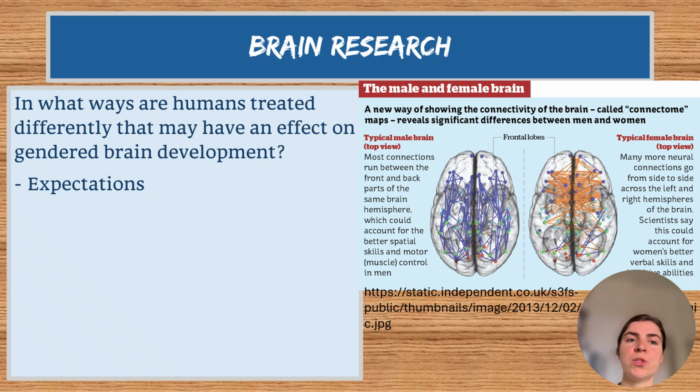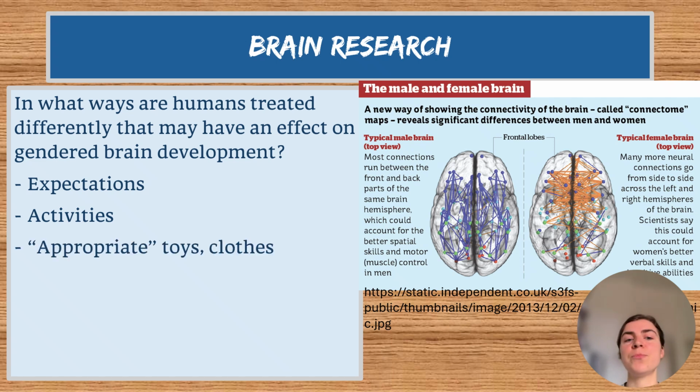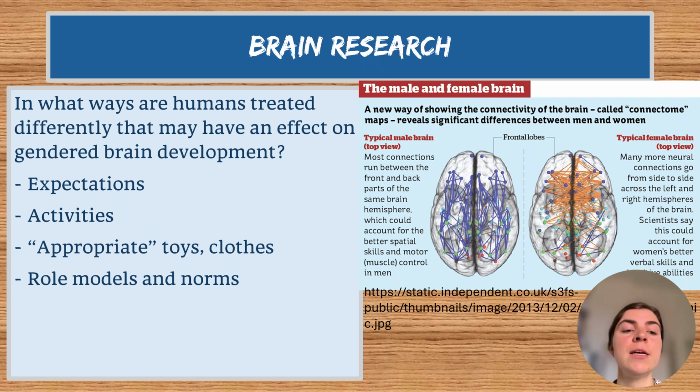Now, I think that you have thought about things, and something that I would mention here would be expectations. So think about what would be expected from a certain person with regard to their gender role, and then how does this maybe have an effect? Also, activities that are encouraged within one gender role, not in the other. Also, the question of appropriate toys or clothes, role models and norms. So these would be areas where people are treated differently based on their gender and also on their sex in a way, because this is connected, as we said. And so people would develop different brain structures if they're treated differently here.